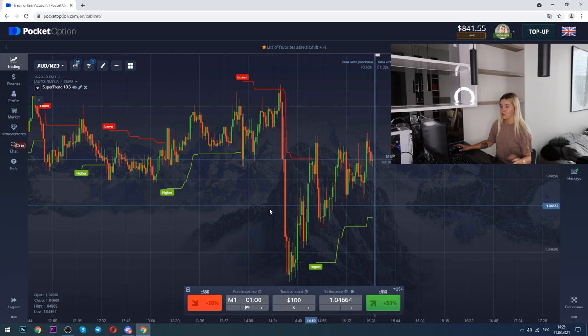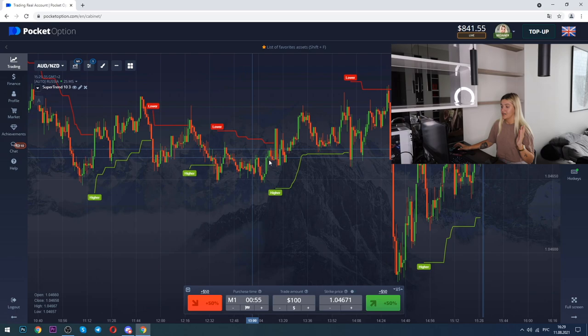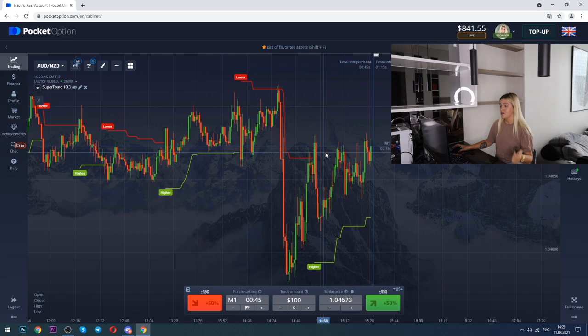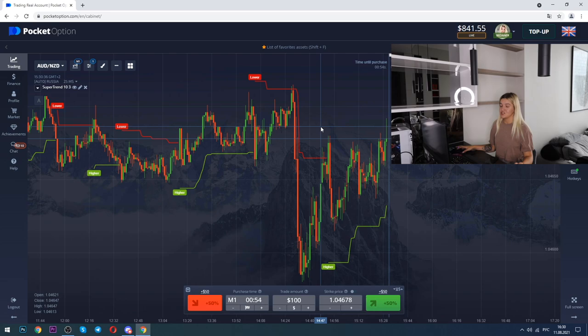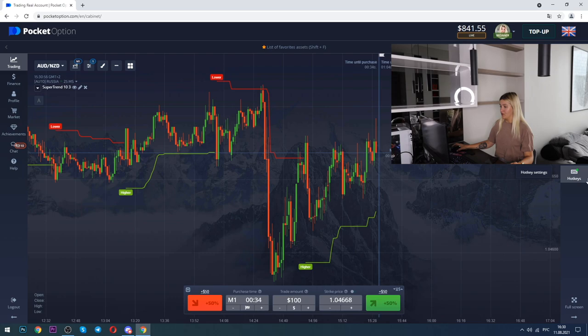So what does that mean? That means the trend of the market. When it's lower, that means it's a downtrend and the green one is uptrend. So the idea of this strategy is really easy. When we see the lower button, we make a put option, and when the green one, a call option. But I think it's not as easy as we think. So today I'm gonna try it with you, of course.